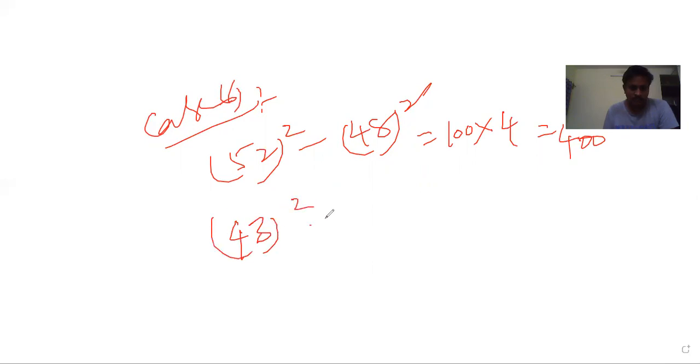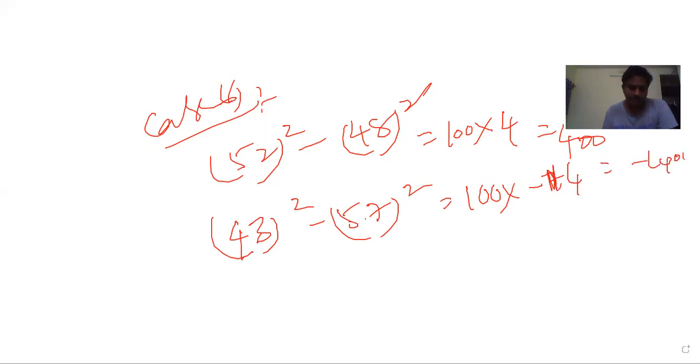43 squared minus 57 squared. A plus b into a minus b. A plus b value is 100. A minus b value is minus 14. So minus 1400. So in this way, we find values whenever they are in the form of squares.